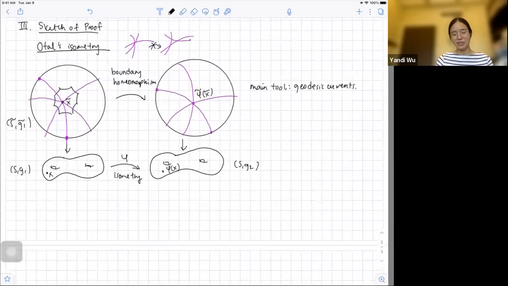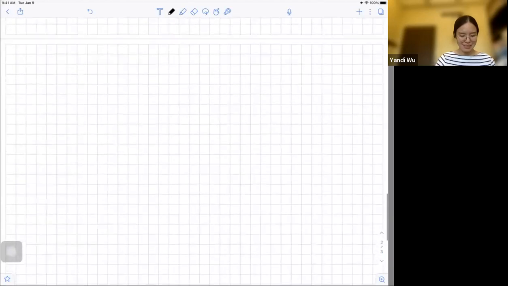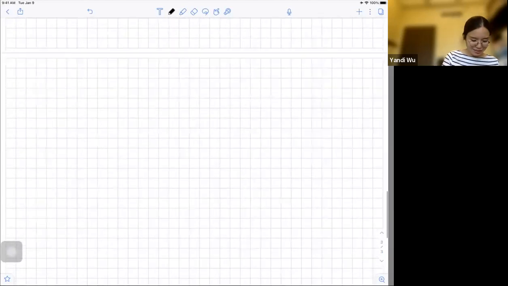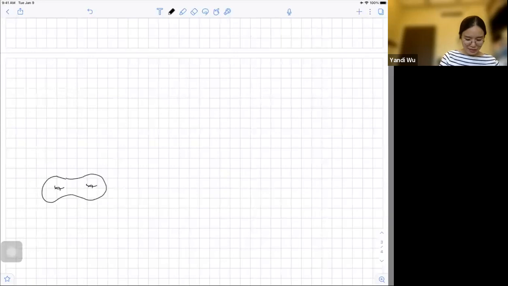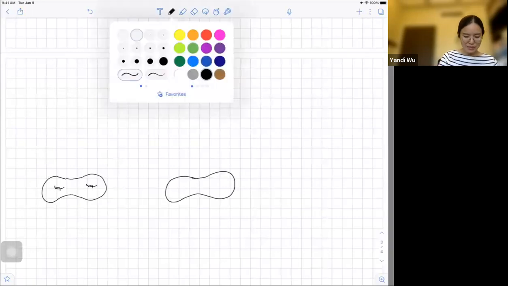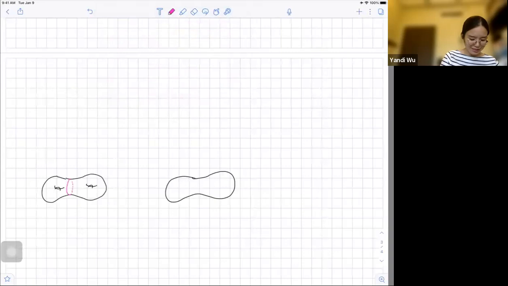And then the story for surface amalgams is actually kind of similar, except the universal cover of my surface amalgam is going to be a lot more complicated. So I'm just going to illustrate here. I have my surface amalgam that I drew earlier with the same marked length spectrum.